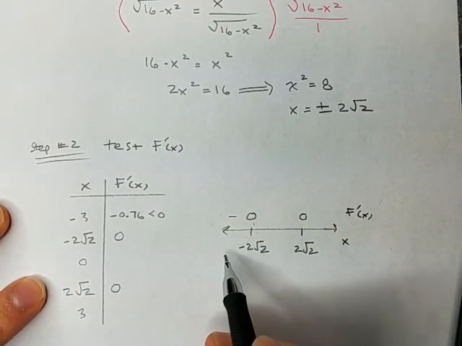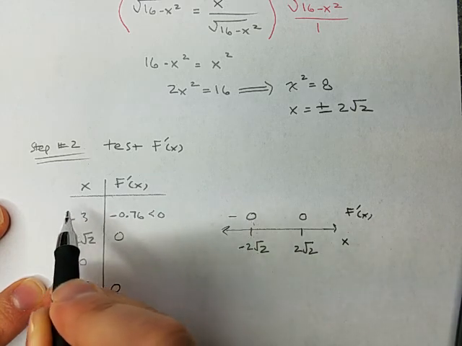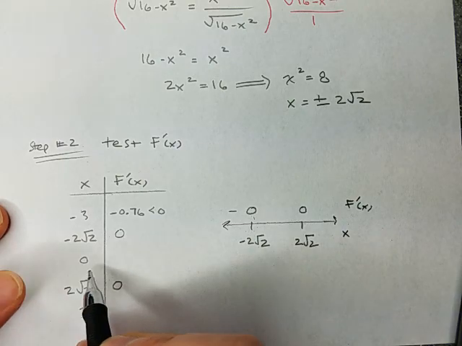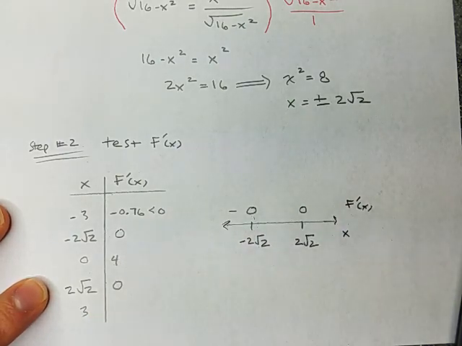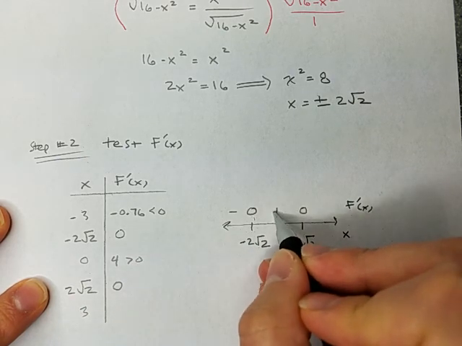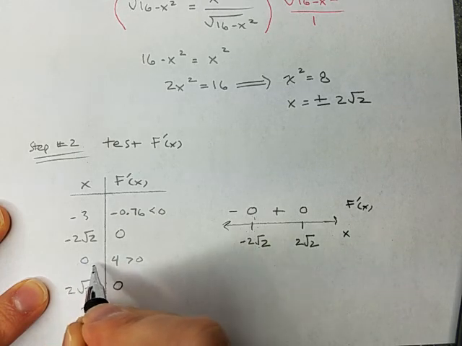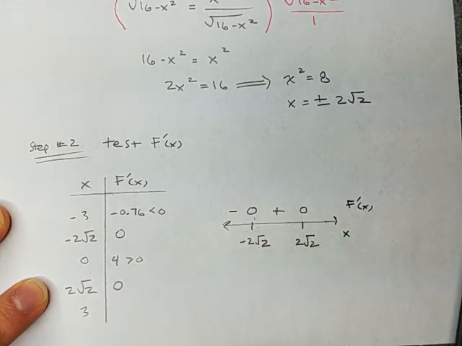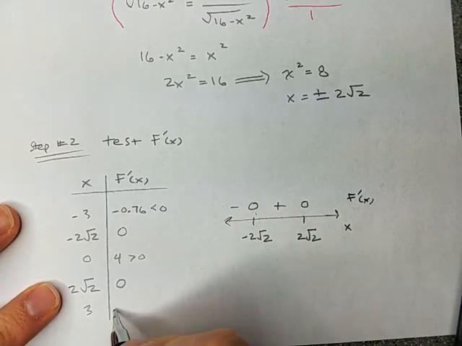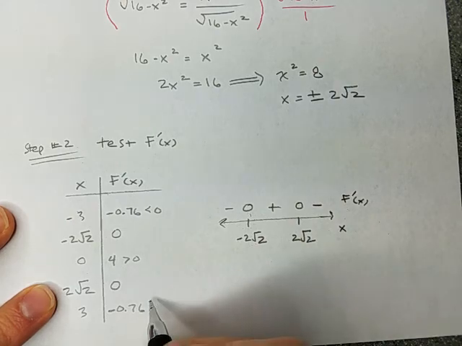So anywhere out here, the derivative will be negative because that one test point indicated is negative. And then when you put 0 in, you'll get 4. All right? And 4 is greater than 0. So anywhere in here, not just at that number, not just at that point, but anywhere is positive. And at 3, you'll also get negative 0.76. So negative.